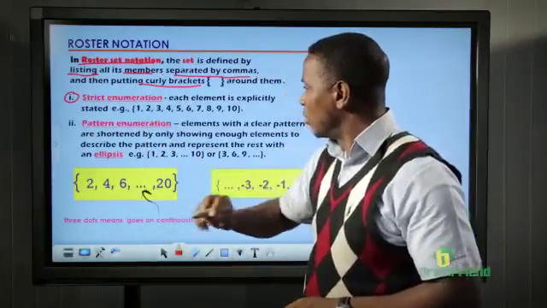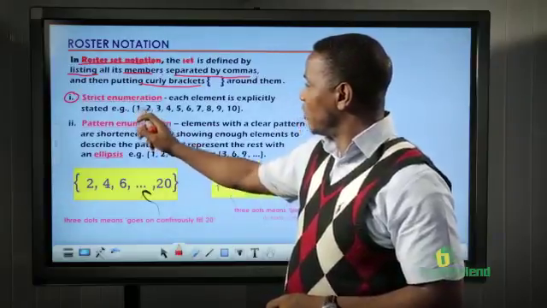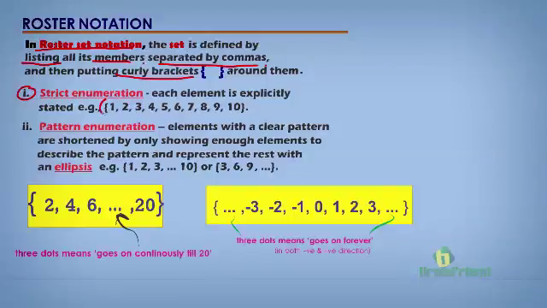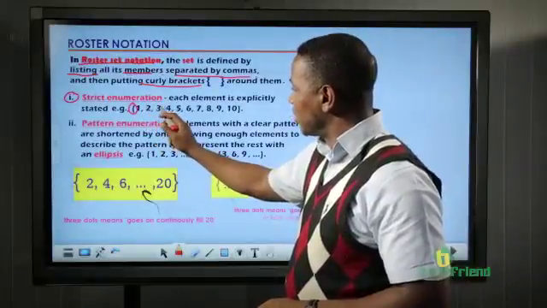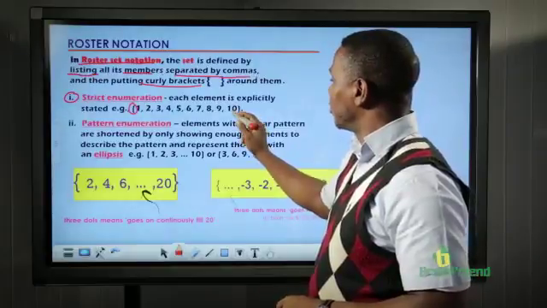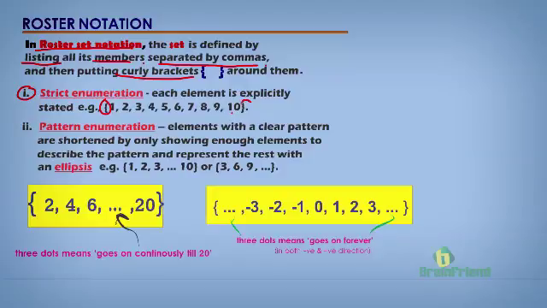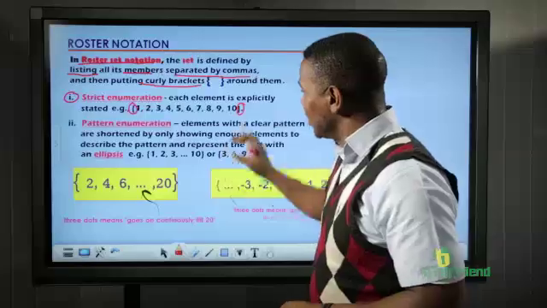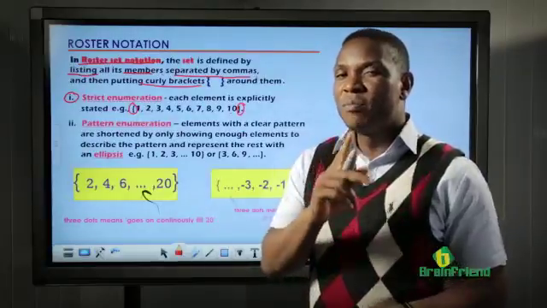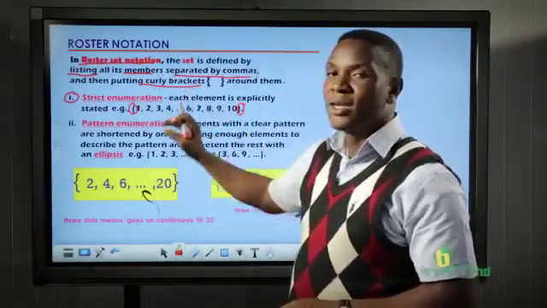Let's take this example. This is a set of numbers that range from 1 to 10. So we have our curly brackets open. Then we have the list of our numbers 1, 2, 3, 4, up until we have our last number 10. And then we have the curly bracket again that closes up our list. This method is referred to as the strict enumeration method. Every member of the set is listed out.